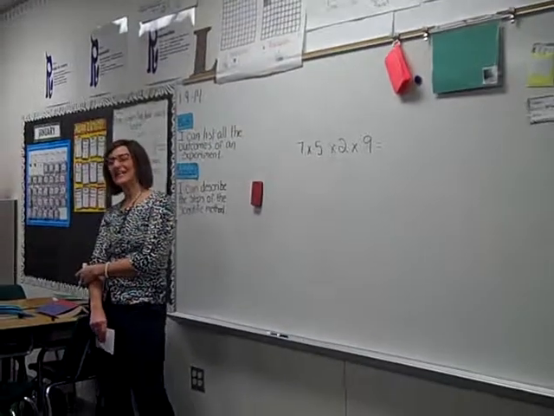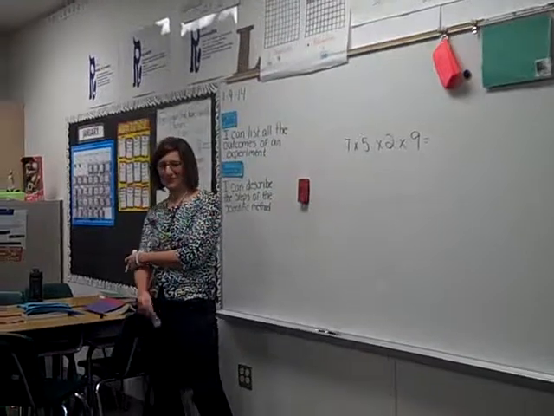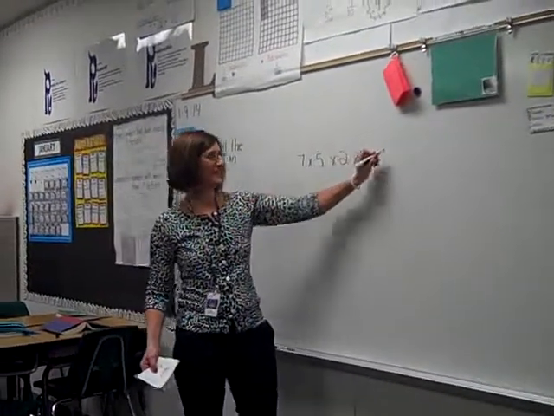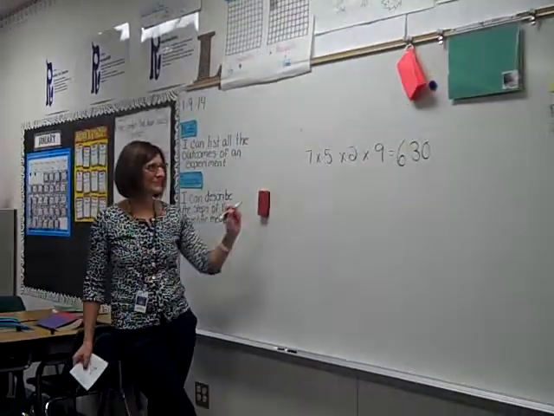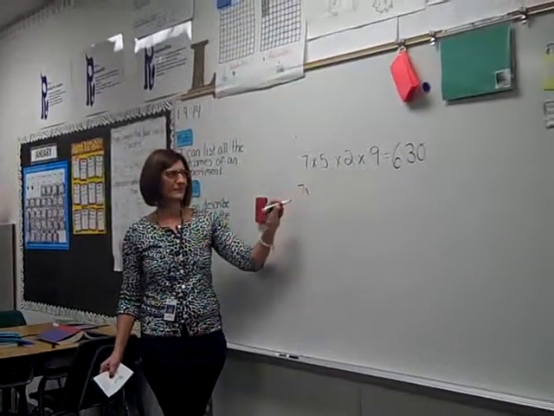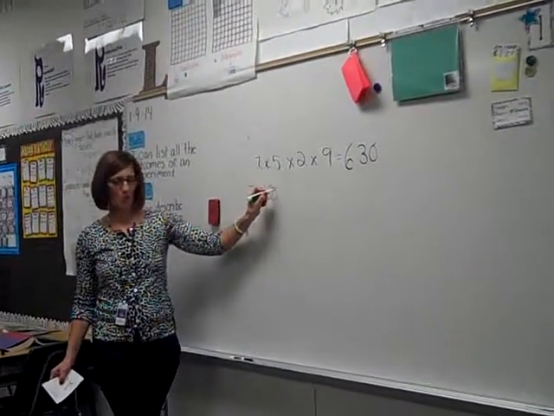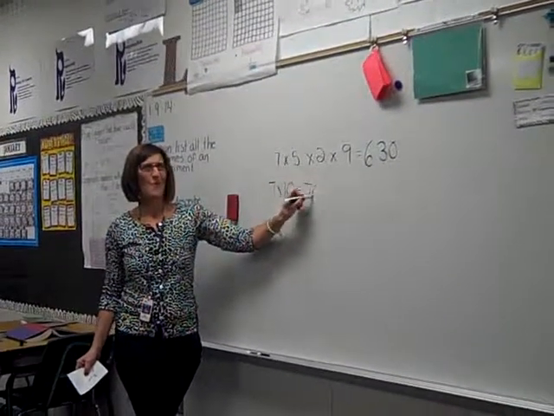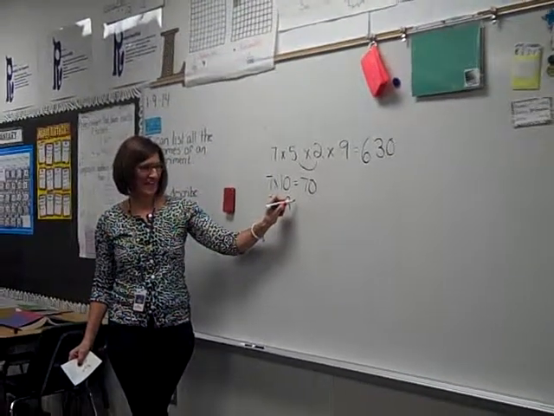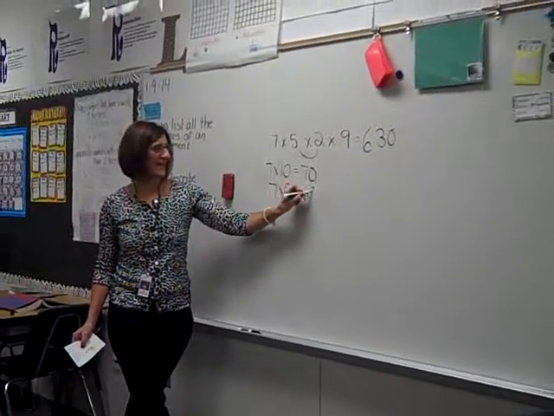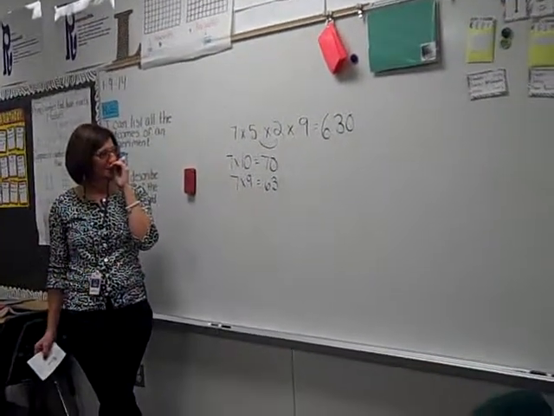All right, who's got an answer and a way you did it? Okay, Xander. 630. Really? Okay, what'd you do? Okay, so I did 7 times 10 because 7 times 5 times 2 is the same thing as 7 times 10, so it's easier, and then I got 70. And then I did 7 times 9, and then I got 63. And then I changed the 7 to a 70, and then I put the 0 on the end.